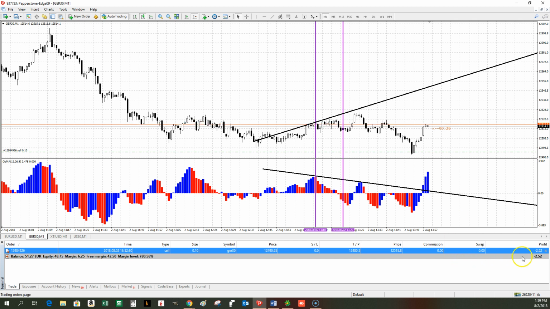Okay, we have 2.50 euro negative position, almost 3 euro negative position, and we need to be patient and not open a trade too close to the first trade that we opened already.